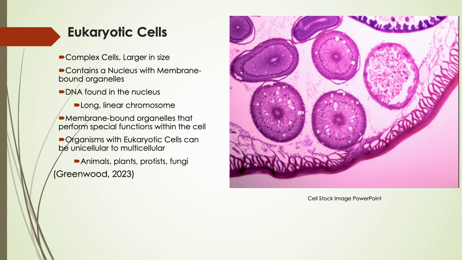Eukaryotic cells are much larger than prokaryotic cells. Eukaryotic cells can also vary in size and range from 10 to 100 micrometers. They are complex cells with a nucleus and membrane-bound organelles. The prefix eu means true and karyon means nucleus, so they have a true nucleus. Within the nucleus of the eukaryotic cell is where the DNA is contained. It is a large linear chromosome.